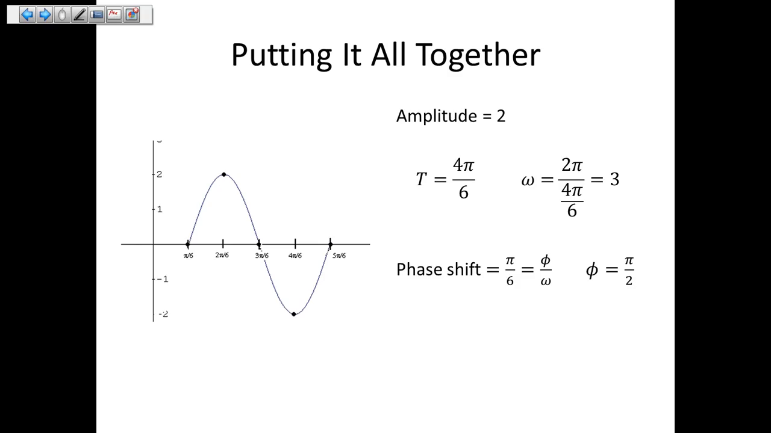Our phase shift is pi over 6. It's just been shifted a little bit over to the right. So that's equal to phi divided by omega. Omega is 3. We found that already. So that means that phi is pi over 2. Don't forget to solve for that phi. Putting it all together, it's going to be a sine function because it's starting in the middle: 2 sine of 3x minus pi over 2.